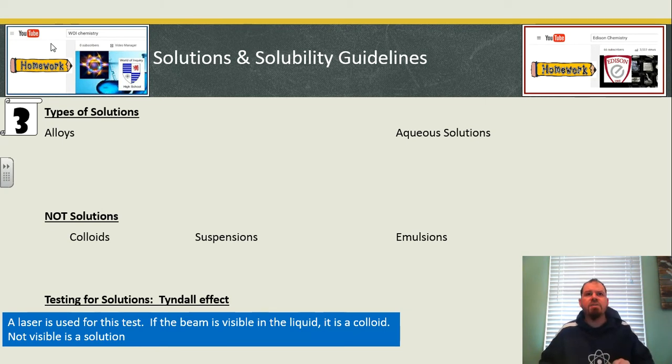But if the stuff that I put in to make the solution didn't dissolve like it's supposed to, because it's not a true solution, it's a colloid, it'll be big enough particulate-wise that the laser coming through will show up, and I'll actually see the laser beam itself in the liquid. If I can see the laser beam in the liquid, that means the stuff didn't dissolve well, and it's technically a colloid and not a true solution. Okay, Tyndall effect. Now you know what that means.